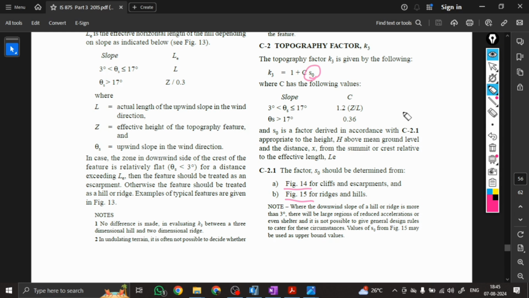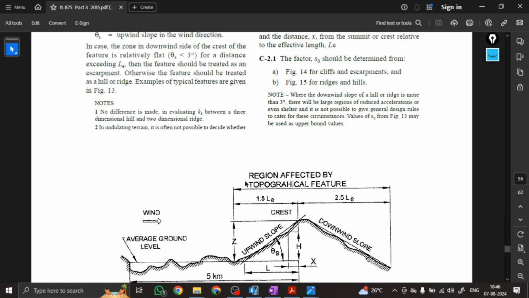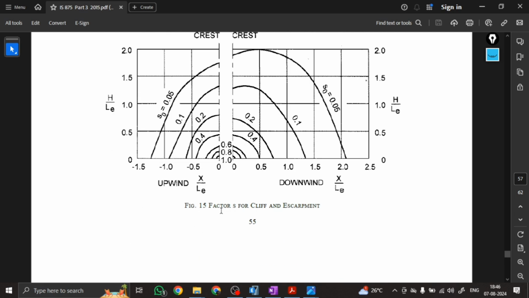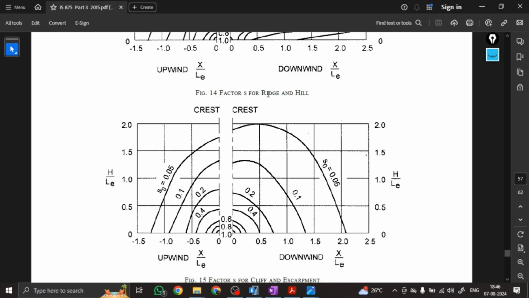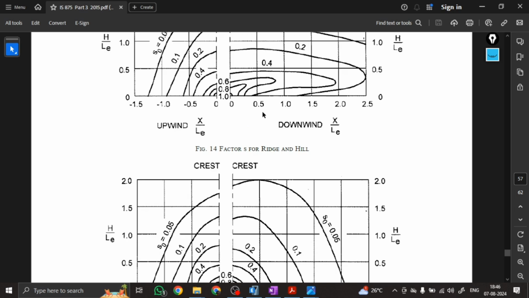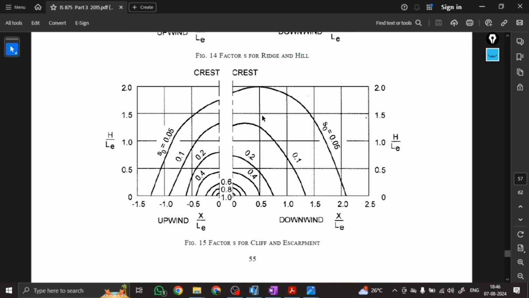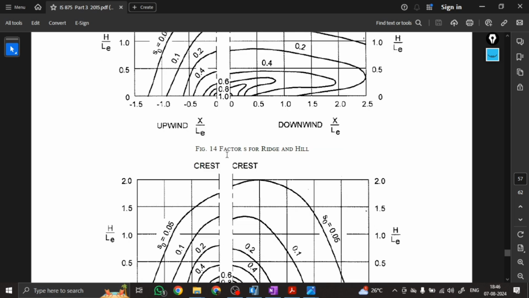Now where are figure 14 and 15? This is figure 14 and this is figure 15. This is for ridges and hill. This chart is for hill. This chart is for cliffs and escarpments.